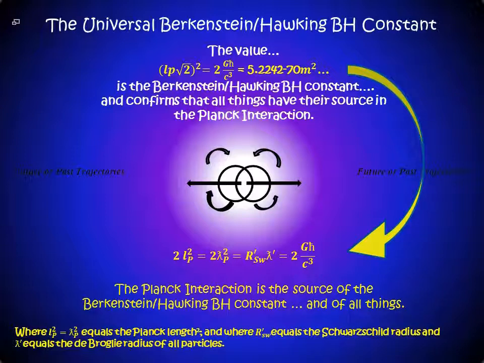I'll be showing you another equation that shows this. Here's an equation that shows it pretty cleanly. We have the Bekenstein-Hawking black hole constant, which is equal to the product of the Schwarzschild radius by the de Broglie radius for any and all particles, which is also equal to 2 times the Planck length squared. It's all the same, and it is the source for all things.